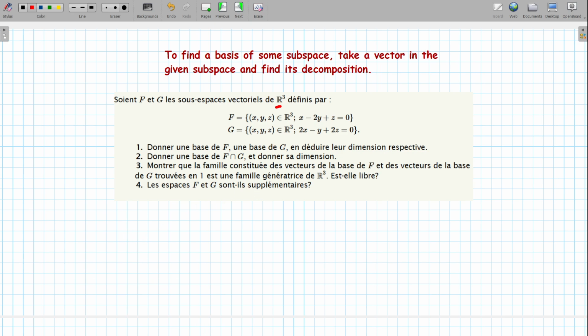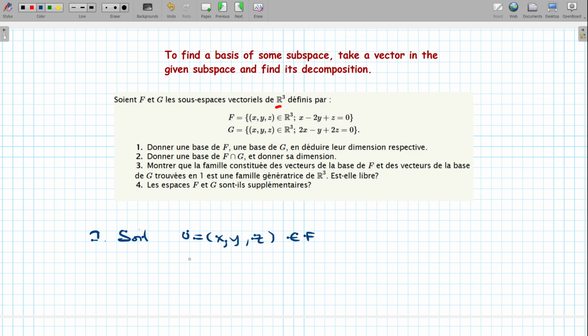So let's look at exercise 1. We take a vector from F, since we're finding a base for F. Bien. So we're going to say soit U, which is (x, y, z), a vector U (x, y, z) in F.